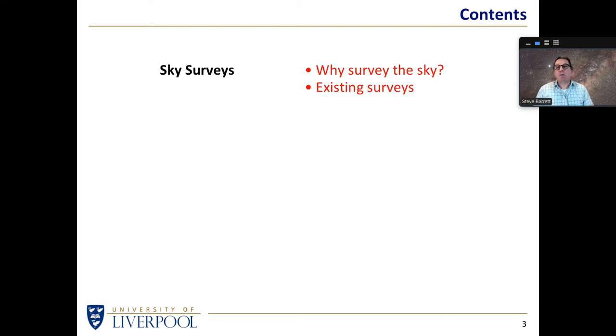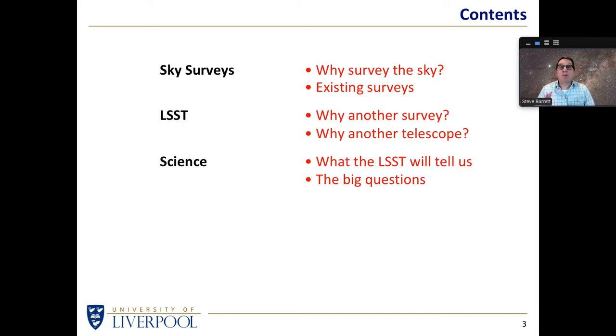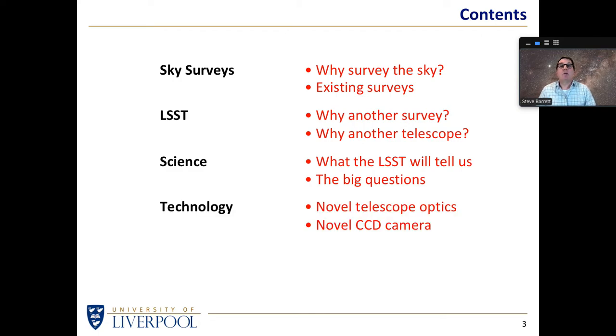Okay, so what am I talking about? Sky surveys generally. Why do we want to survey the sky? And I'll say something about existing surveys. Then we'll move on to the LSST, the Large Synoptic Survey Telescope. Why do we need another survey, and why do we need an explicitly new telescope to do this survey? I'll be touching on some of the science that the LSST will deliver, and then looking at the technology that will deliver that science, the optics and the camera. And then I'll say something about the operation of how it's going to do the survey and what's going to happen to the data.